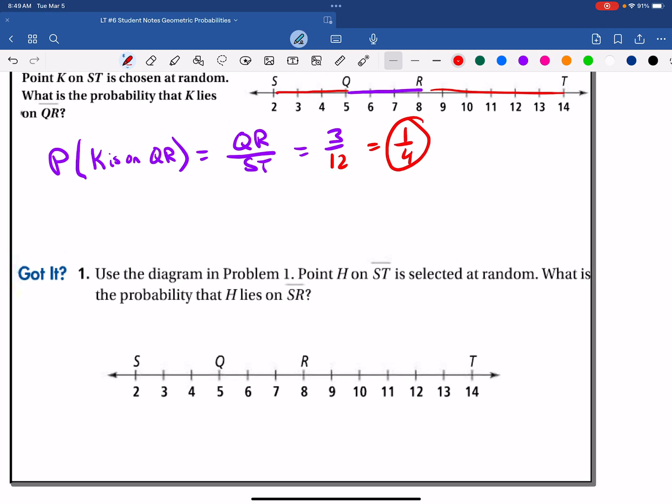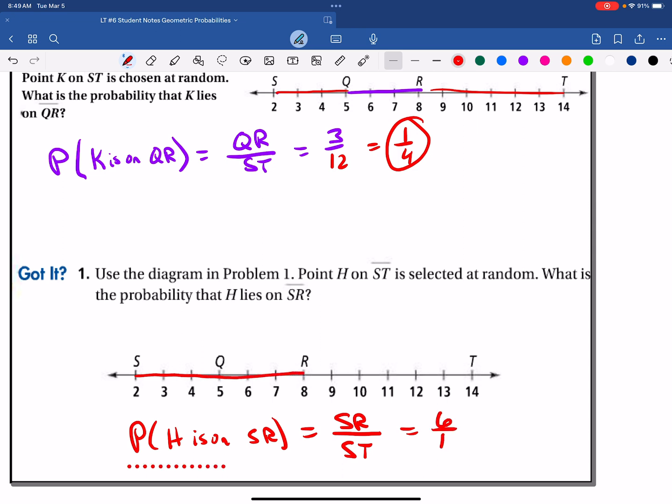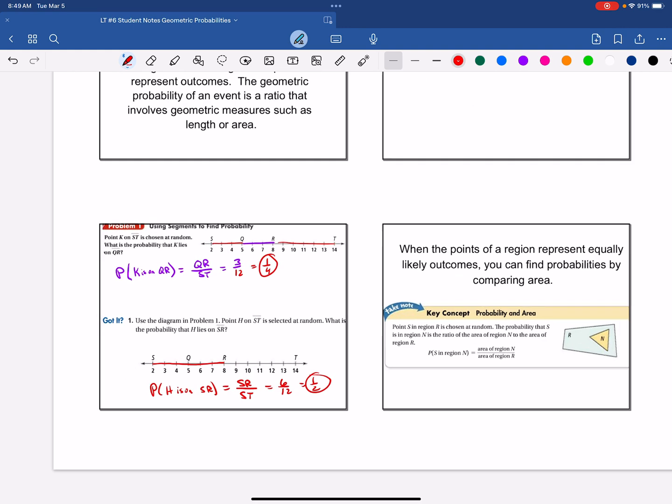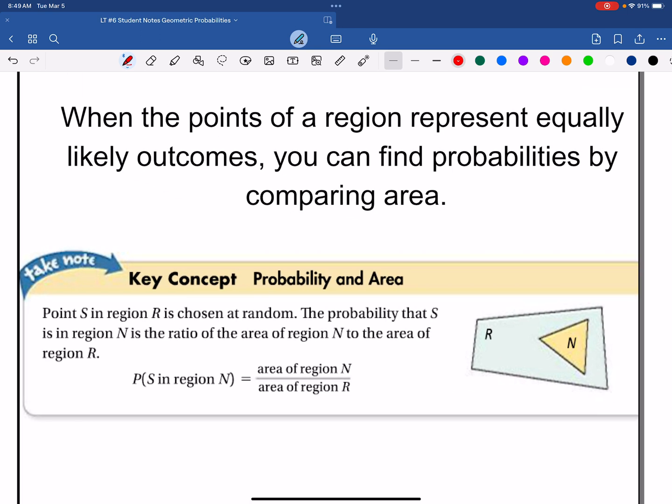Down here, pause the movie, try this one on your own, and press play when you're finished. We're looking at the probability that H is on SR. So probability H is on SR is going to be SR over ST. SR has a length of 8 minus 2, 6. ST is 12. This is 1/2. Probability is 1/2.